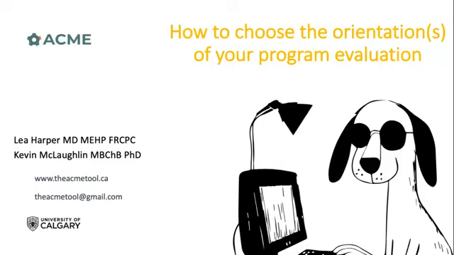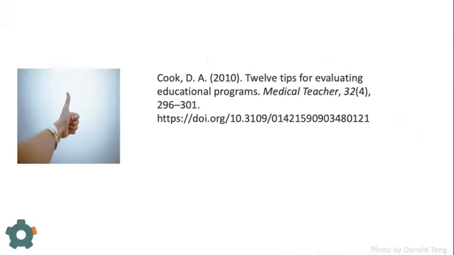In this podcast, I'd like to discuss how to choose the orientation of your program evaluation. By the end of this podcast, you'll be able to describe what questions are answered when we orient our evaluation towards objectives, processes, and participants. You'll also be able to discuss other potential orientations for evaluation, including ones that consider resource utilization. Finally, you'll be able to choose and justify the orientation or orientations for evaluation of your program.